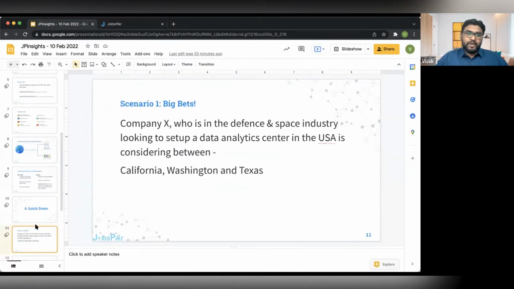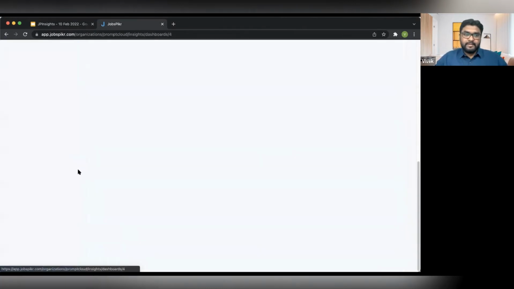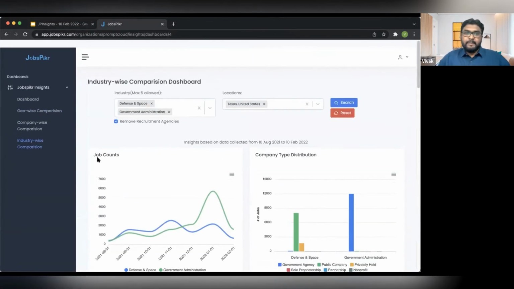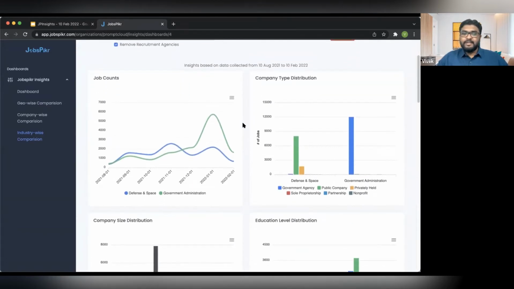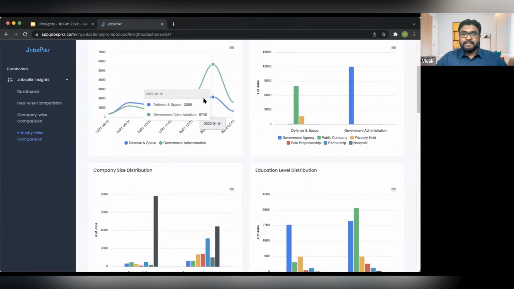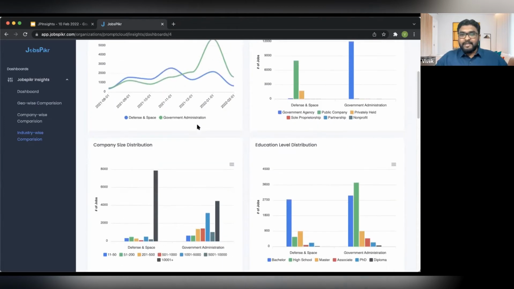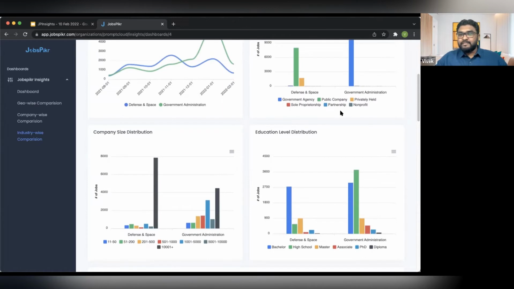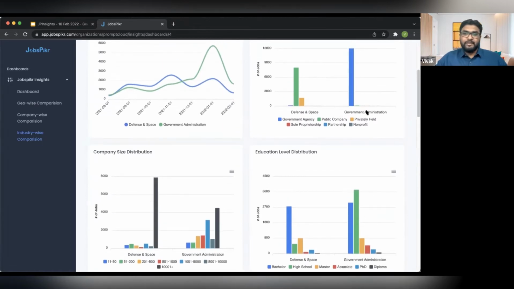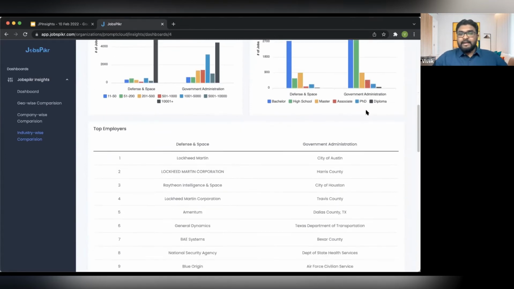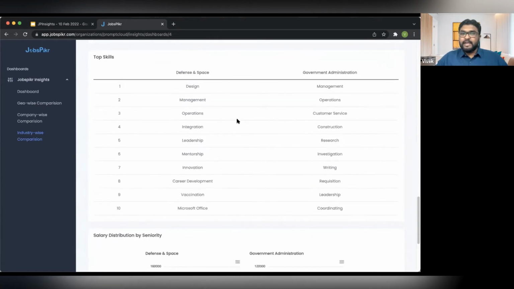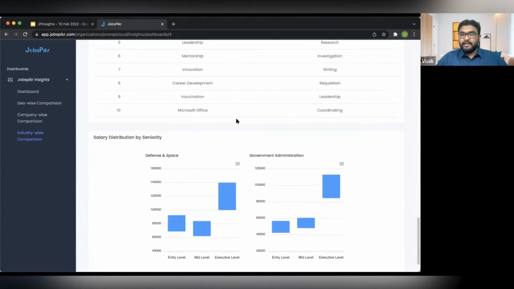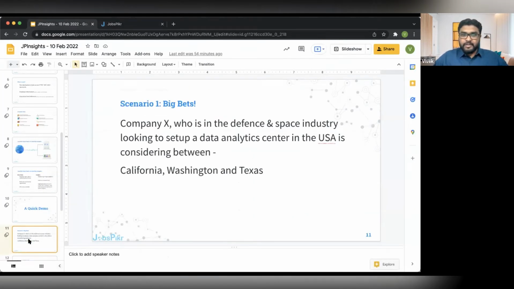So I'll move on to industry comparison. I'm taking defense and government administration here just because we are looking at the defense and space segment. So do we have enough customers, or government organizations that might be potential customers? It also gives insights on what kind of companies we are looking at and what their trends are. That is one of the possible use cases.